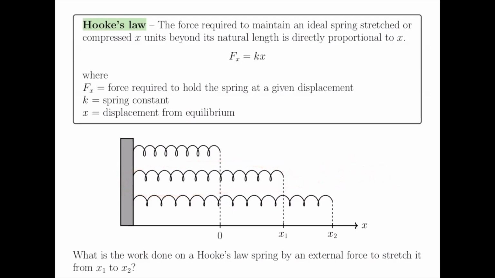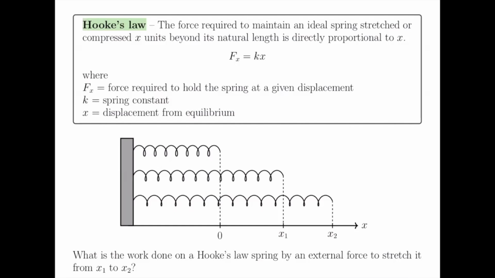All right, so F sub x is the force required to hold the spring at a given displacement. K is the spring constant. The spring constant is a measure of the stiffness of the spring. So the larger K is, the stiffer the spring. And also, the larger K is, the stronger the spring's pull or push is for a given displacement.